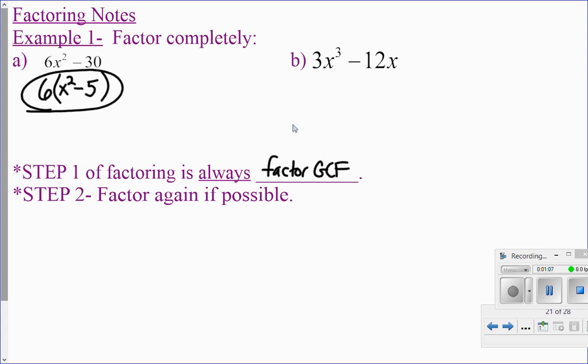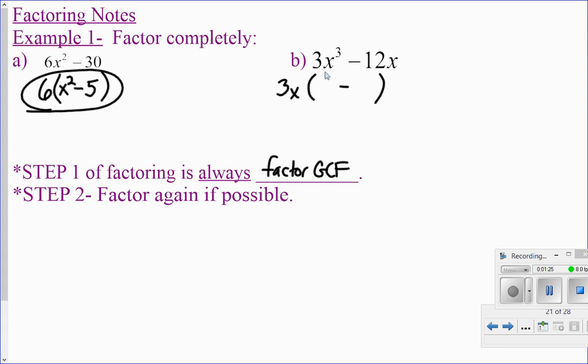Taking a look at the next example. Once again, I'm going to check step 1, which is look for GCF. I notice there is not only a number this time, but also a variable in common. The greatest common factor is 3x. So I pull out the greatest common factor. I'm going to copy the minus sign.